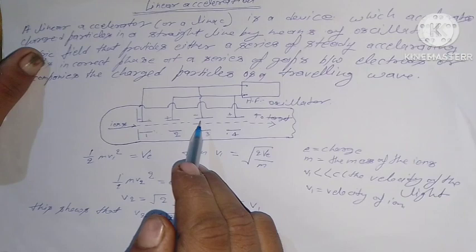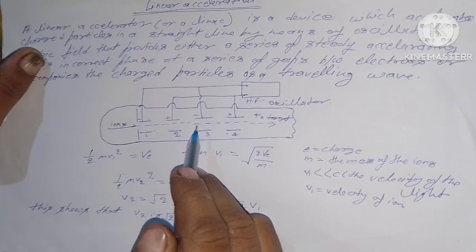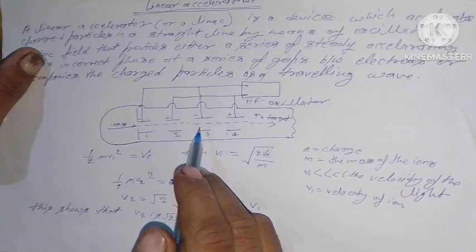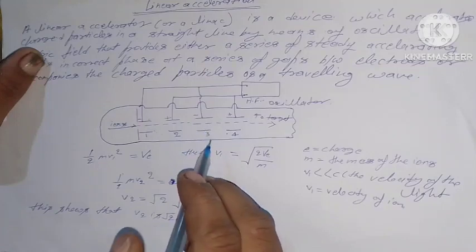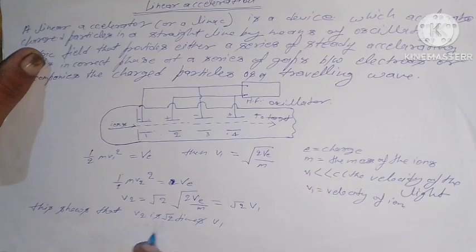And the tube 2 positive, it must take the same time to travel through the tube 2, as the velocity is root 2 V1. The length of tube 2 must be root 2 times the length of tube 1. Okay?